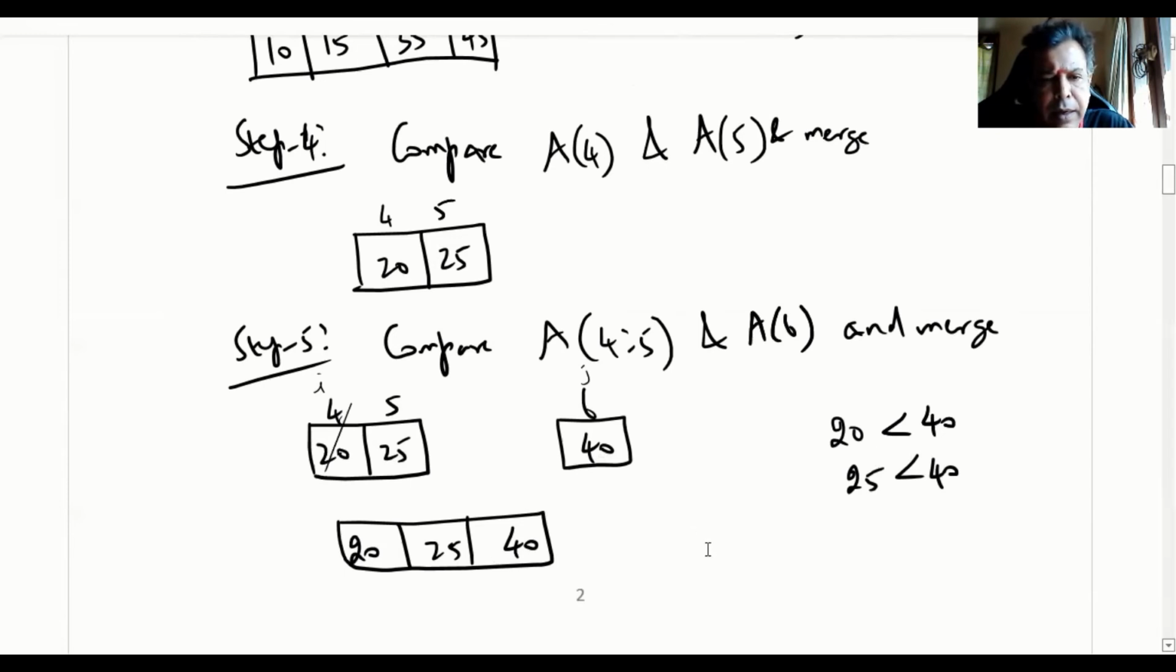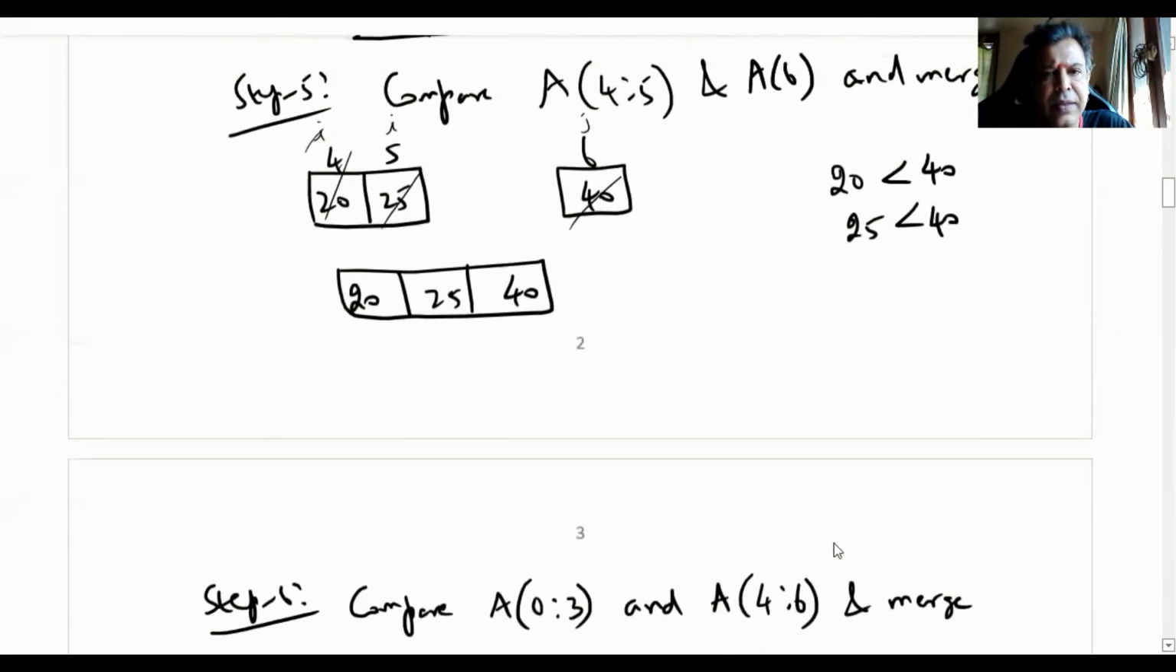And this thing, I will move now. I will move here, means incremented here. And then now 25 is compared with 40. And we notice that 25 is lesser than 40. So 25 is written first and then 40 is written next. So 25 is written and then 40 is written. So that array is also formed.